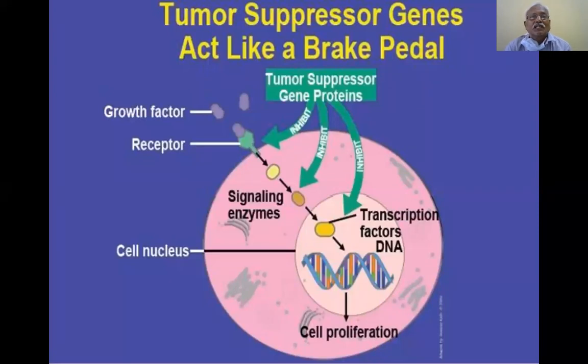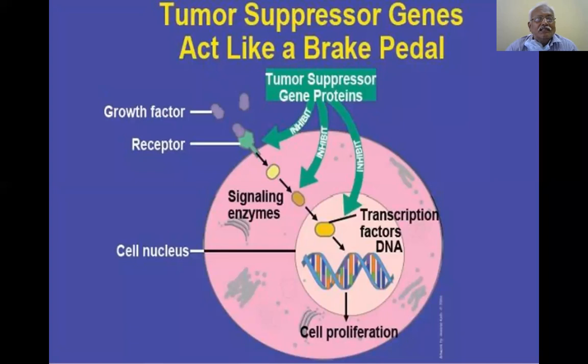So tumor suppressor genes act like a brake on the pedal. We have a pedal, we may be speedily pedaling the bicycle, and at the same time the brakes will control the speed, and thereby the accidents will not take place. So tumor suppressor genes act like a brake pedal.